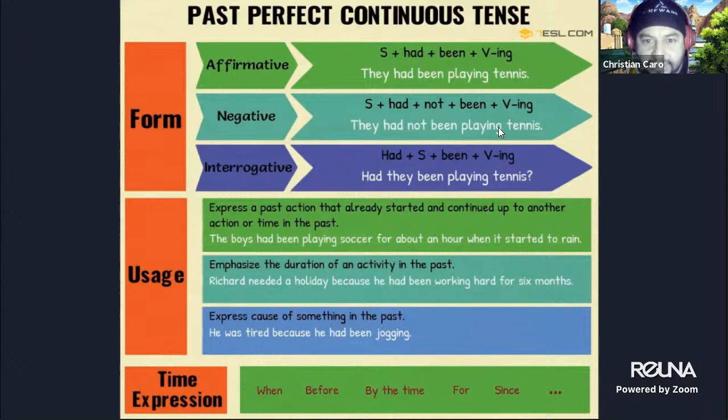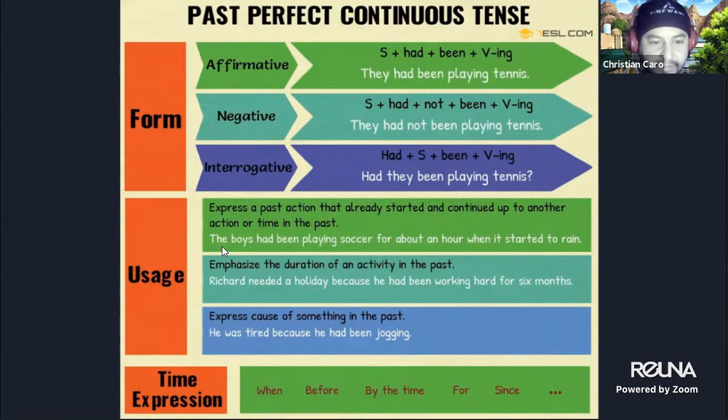They'd been playing tennis. They hadn't been playing tennis. Had they been playing tennis? Right? Esa es la forma. En los usos, en este caso, o las, le llaman, a veces también le llaman los functions. Tenemos to express a past action that already started and continued up to another action or time in the past, to emphasize the duration of an activity in the past and to express cause of something in the past.